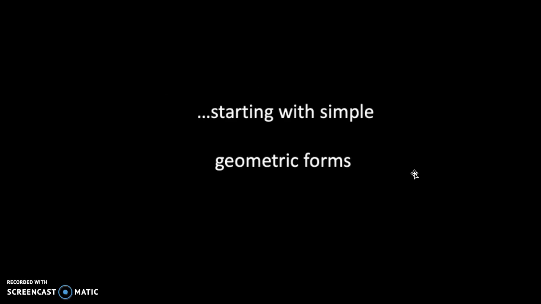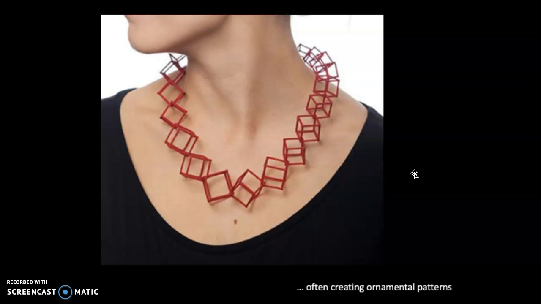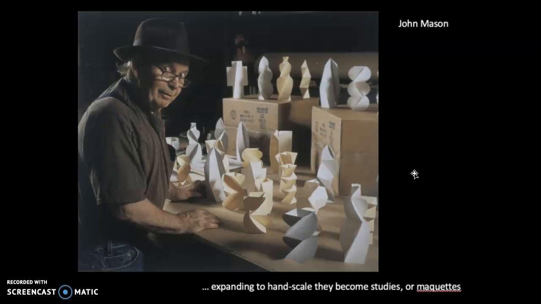So you say, well, what does that look like? Well, I'll give you some examples right now, starting with simple geometric forms because they're easy to talk about and look at. So let's start with that. On a small scale, anything you see that's teeny or diminutive looks precious, right? And sometimes on that small scale, things will create ornamental patterns, but they're so small that it's hard to take in details.